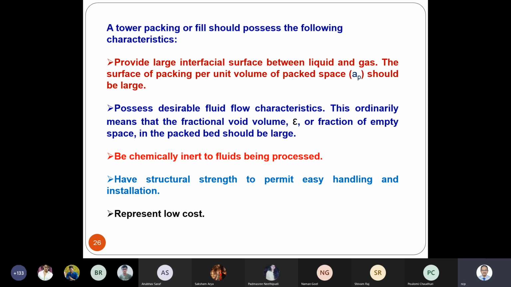If the material of construction is costly, depending upon the chemicals that it will handle, then obviously the cost of this packing will go up. But if that is required for that service, then we have to use it, right? Otherwise, we always have to go for a low cost alternative material for the packing. So these are the points that we have to keep in mind during selection of the packing material for this packed tower.